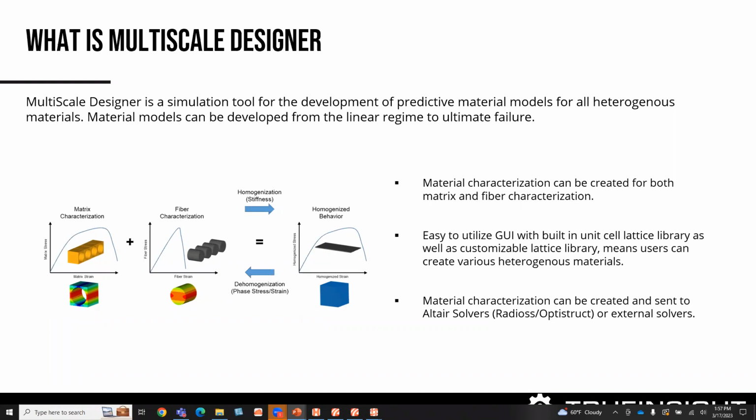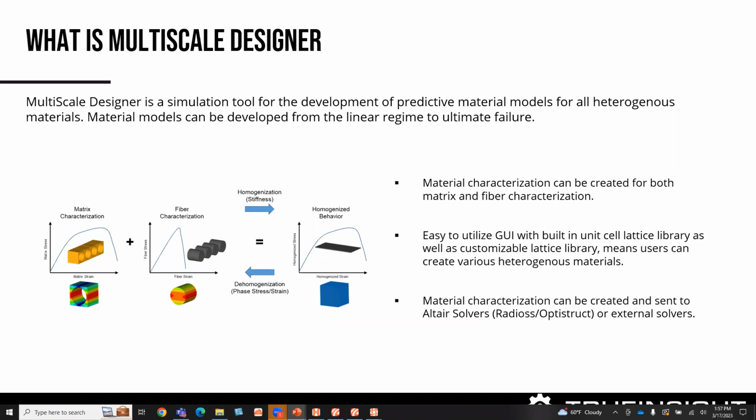Multiscale Designer can be very advantageous for accurate material modeling, specifically for heterogeneous materials. If you're unfamiliar with what a heterogeneous material is, I'll give an example: a carbon fiber composite. It's anisotropic, meaning that the material values for strength are different based on the orientation of the system.